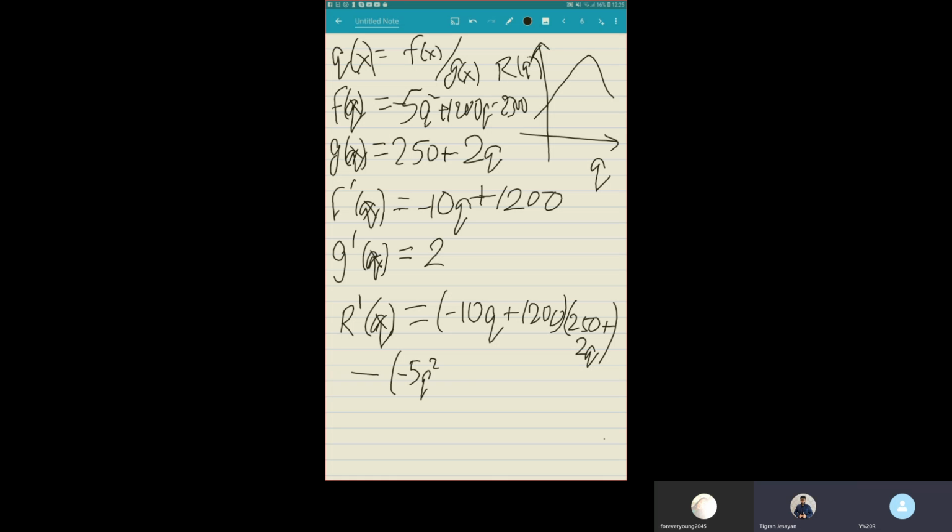So next thing you do is now I have to do the multiply to the power. 12,000 times 250 and then times 2q. So 12,000 times 250 is 3 million. Sure. So plus 3 million.